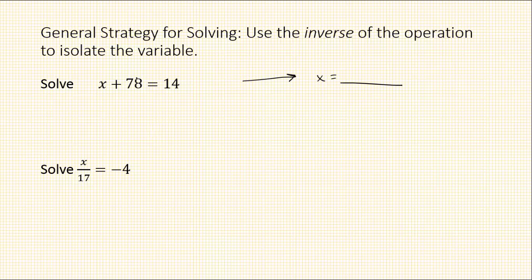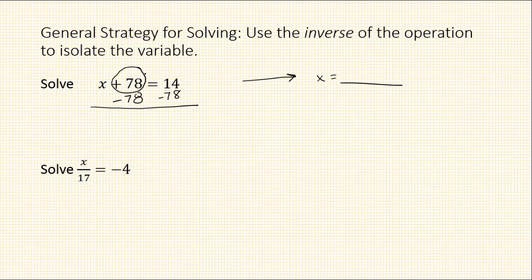So in this one, here's what we're going to do to show our strategy. We have add 78 that's keeping X from being isolated. We're going to do the inverse of the operation. So this is addition, we use subtraction. And our goal is to try to isolate X. But we can't subtract 78 from just one side because it won't be an equation anymore. So we do it to both sides. And that's basically transferring the mathematics to the other side of the equation where the hard work gets done.